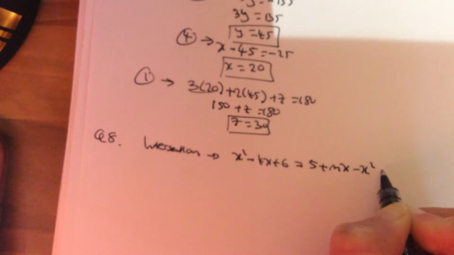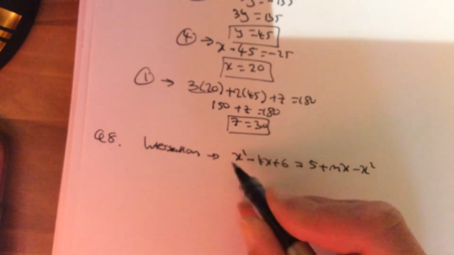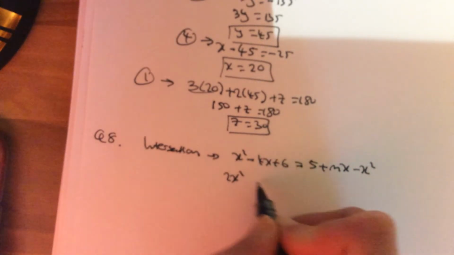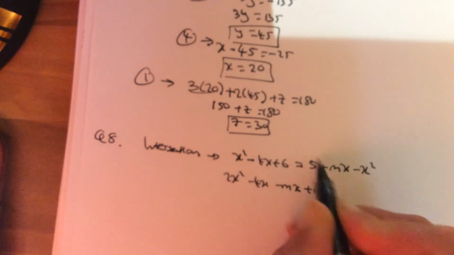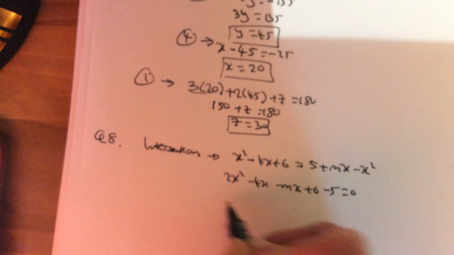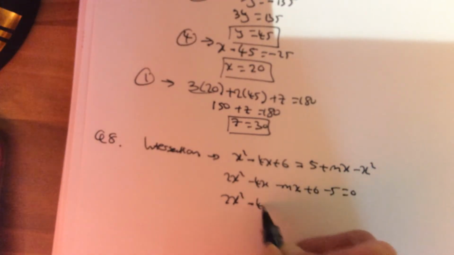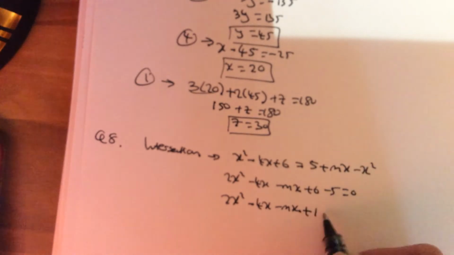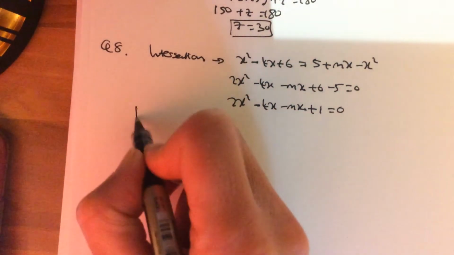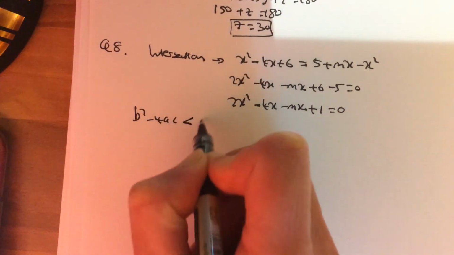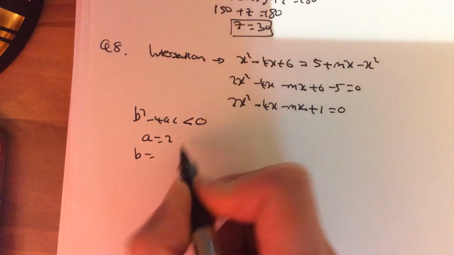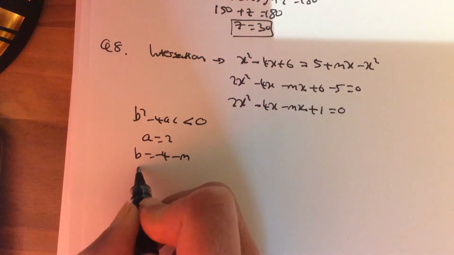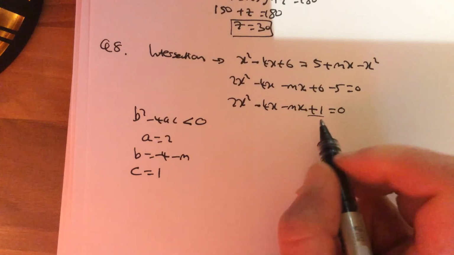It's a quadratic equation, so everything goes on one side. Bring that across, so it's x squared plus x squared minus 4x, take away mx, plus 6, take away 5. Tidy that up. 2x squared minus 4x minus mx, add 1 equals 0. Now, you were told the equations don't meet. So that means if you work out the discriminant of this, it's going to be under 0. Now, your a is 2, your b is what's in front of your x, so it's minus 4 minus m, and c is the number on its own, which is the 1.